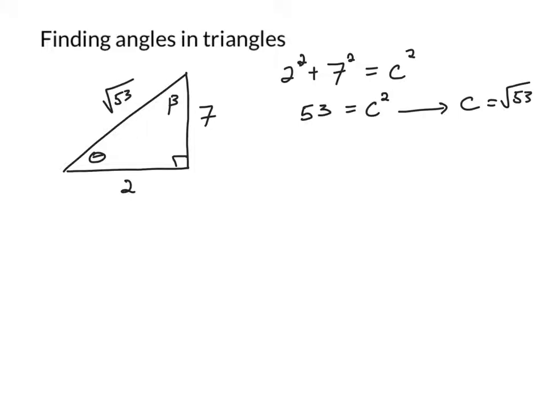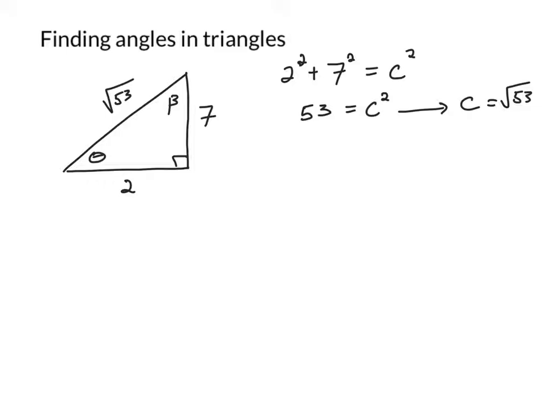All right, so to figure out what theta and beta are, I just need to figure out what one of them is. If I know what theta is, I know that if I add up these three angles, I'm going to get 180 degrees in my triangle. So I could either add or subtract to get the other one. So let's go ahead and choose theta here and see if we can figure out what it is.